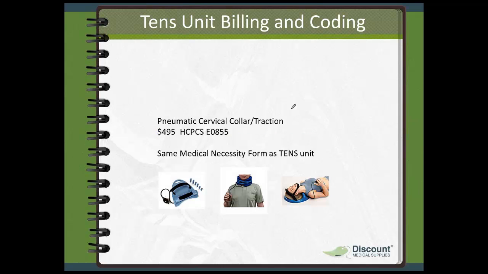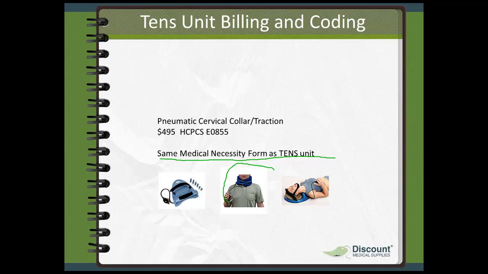I like to bring up this DME, by the way. I know we're talking about TENS units, but this DME uses the same medical necessity form as a TENS unit. And these are your pneumatic cervical collars. And typically they're billed out as HCPCS code E0855 or E0856. And it just depends on the unit that you're using.